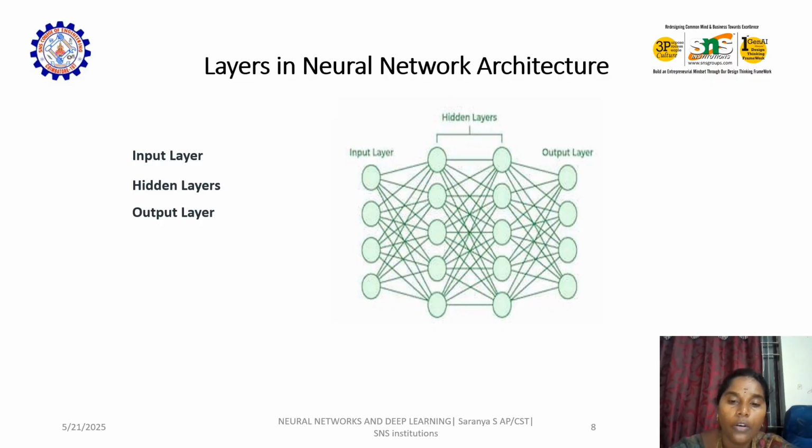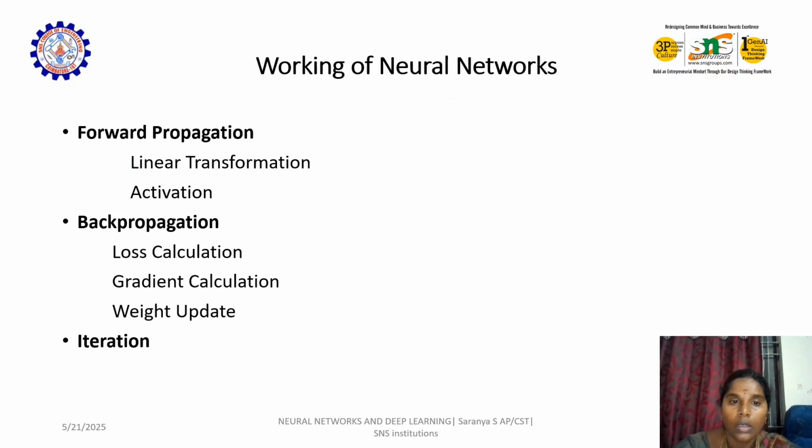And then the working of neural networks. There are three parts to how neural networks work. The first one is forward propagation, the second one is back propagation, and the third one is iteration.